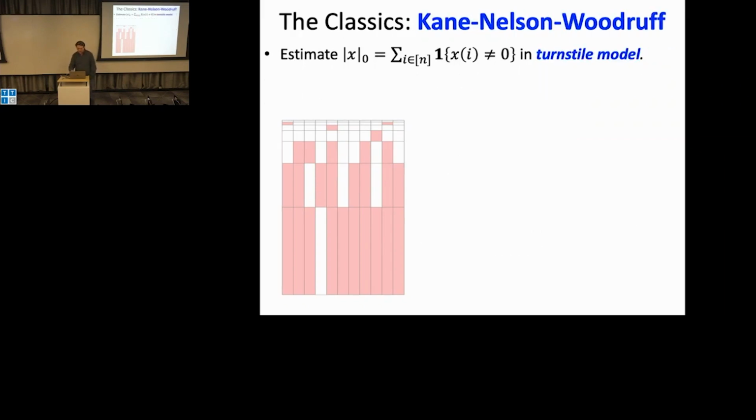Kane, Nelson, and Woodruff took a twist on the same idea. They did the natural thing, which is, in each cell, let's keep the sum of all of the parts of the vector that get hashed to that cell. If you do that, whenever you see a non-zero cell, you know it's been hit, and whenever you see a 0 cell, it may not have been hit, or it may be a false 0. So this idea by itself is not going to actually do it for you, just keeping track of the sum.